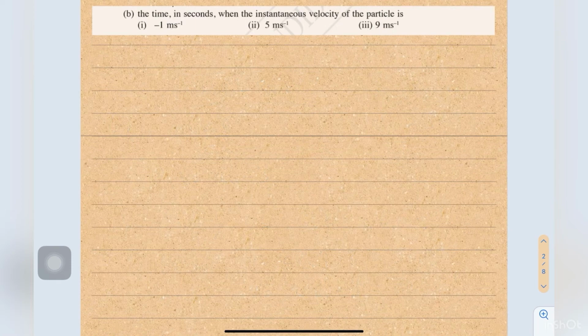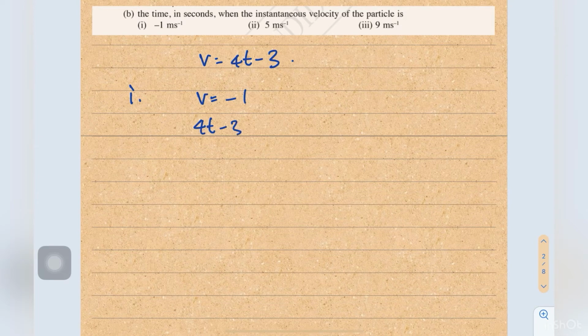For question B, calculate the time in seconds when the instantaneous velocity of the particle is negative 1 meter per second. Previously from A, we got V equals 4t minus 3. So the first one, when V equals negative 1, we are going to find the value of t. 4t minus 3 is negative 1, 4t is 2, t is 1/2 second.